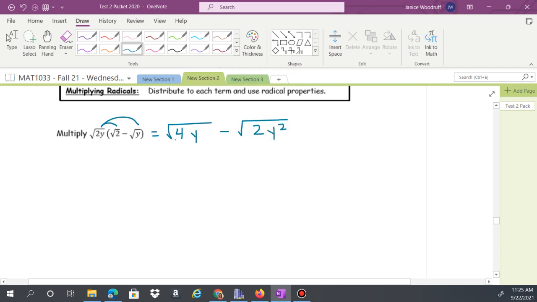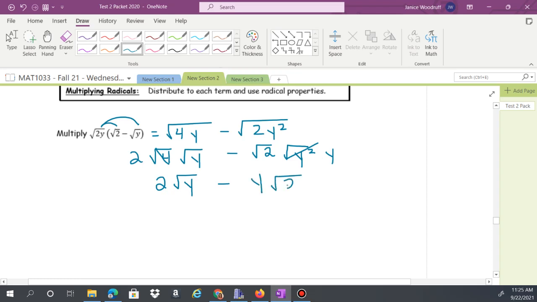Okay, then we would simplify each of these. So this would be square root of 4, square root of y. And of course, the square root of 4 is 2. So it's going to be 2y, or 2 square root of y. And then this is going to be square root of 2, square root of y squared. Square root of 2 is going to remain, but the square root of y squared is y. So I'm going to put that down. And I'm going to put the y first. The radical is going to go last.